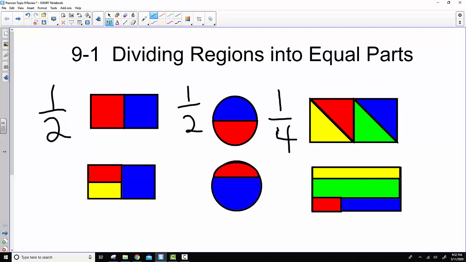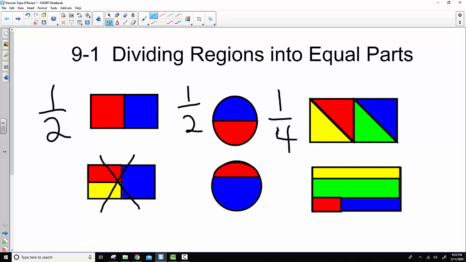Looking now at the bottom row of shapes, you can see that these shapes are not divided equally. Their parts are not equal. The blue part in our first rectangle occupies half of the area, and the red and yellow share the other half of the region. So this is not divided into equal parts.